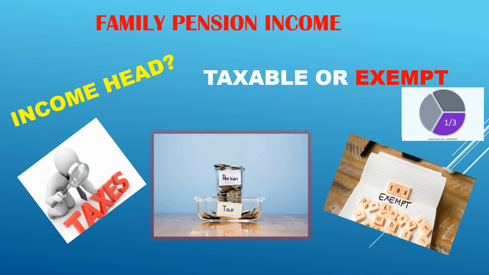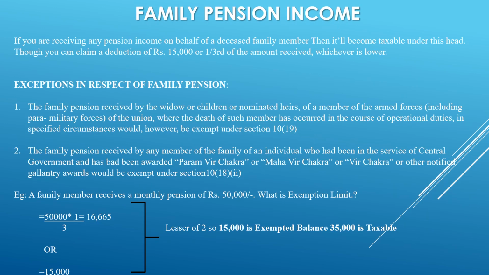So when we say this family pension income, is this taxable or is it exempted? That is what we are going to look into in this video. The Act says that if you're receiving any pension income on behalf of a deceased family member, then it will be taxable under the head of income from other sources. And we are also eligible to claim a deduction of 15,000 or one third of the amount, whichever is lower, out of these. And there are certain exceptions in respect of the family pension. Let us look into that.